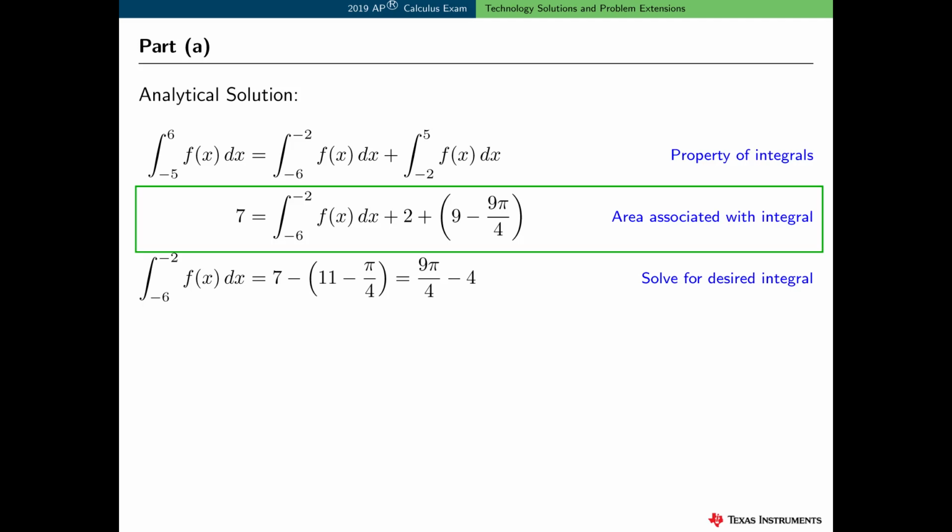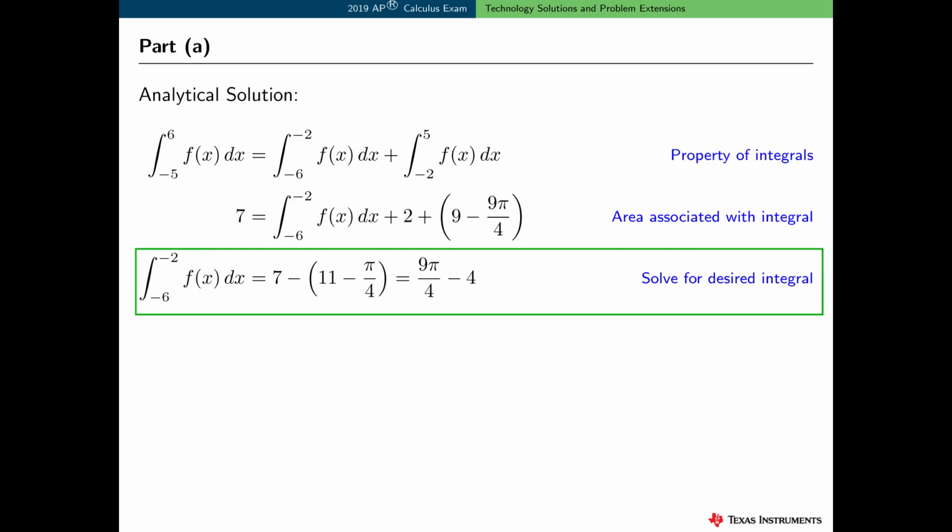Now remember that in order to find the area under the curve from x equals 2 to x equals 5, we need to find the area of a square and then subtract a quarter of the area of a circle. That's where the 9 minus 9 pi over 4 comes from. And then finally, we can solve for the desired integral.